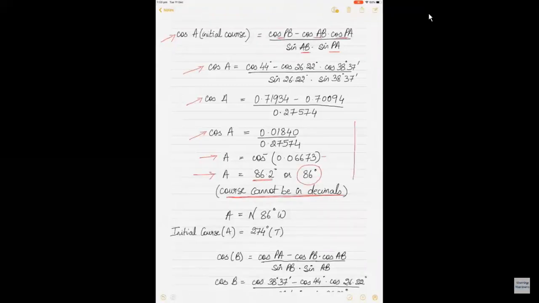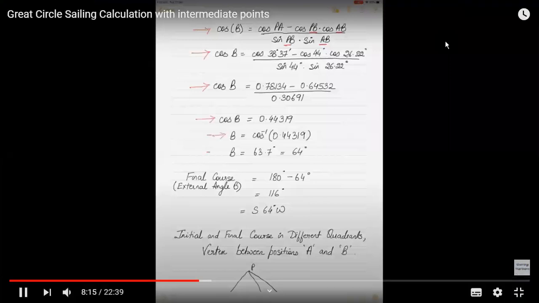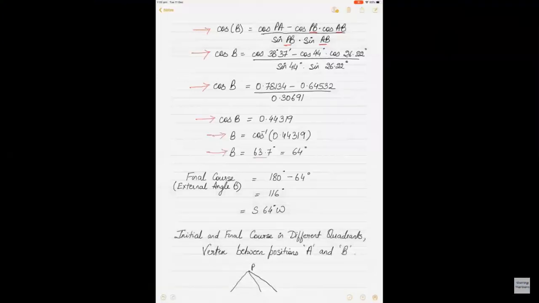Then we need to find the final course B. So we put in the formula, cos B is equal to cos of opposite side, PA, minus cos of adjacent side, 3 upon sine of adjacent side. So cos PB cos AB upon sine PB sine AB. Because it is less than 90, that means the vessel, if this calculator, we should get angle B as 63.7 degrees. We round it up to 64 degrees because the decimal place is more than 0.5. Your angle B is 64 degrees.